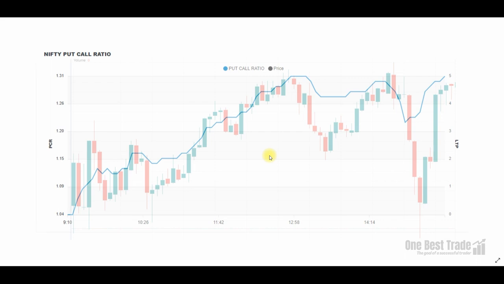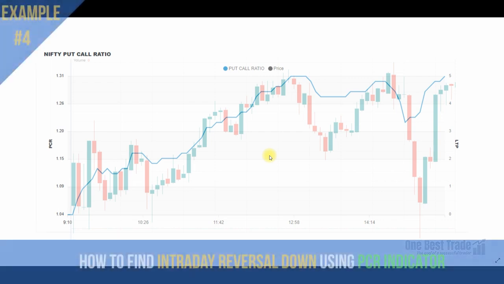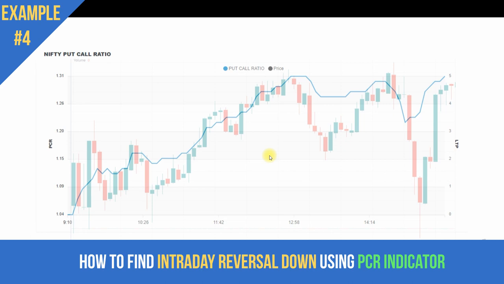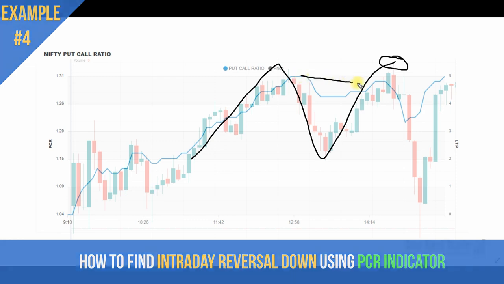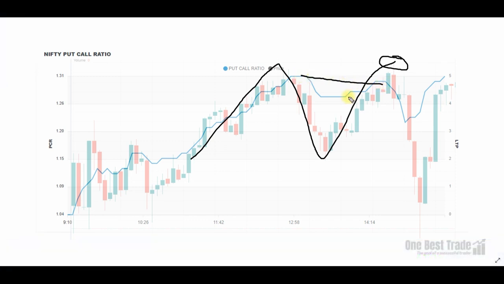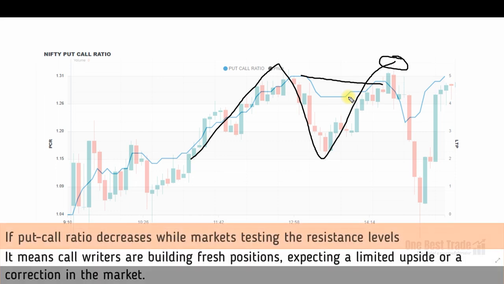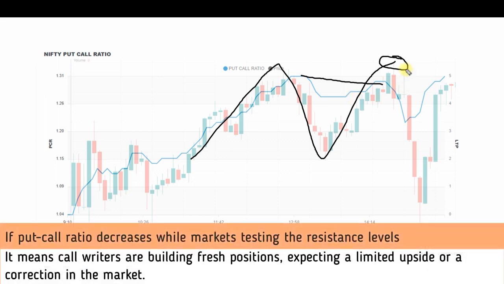Friends, it is an excellent tool to identify reversal in intraday. So let's see this example. Here you can clearly see the price is making higher high. It is making a higher high, but the PCR indicator is making higher low and it is creating a divergence. This is an excellent indication that the institutions are not convinced about this up move. So potentially it could reverse from this point.